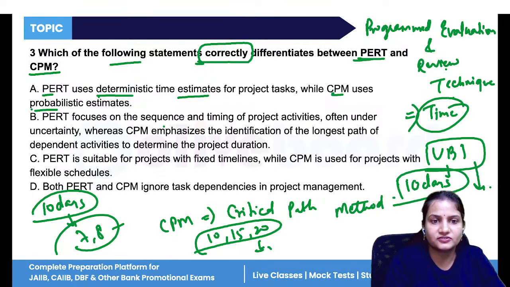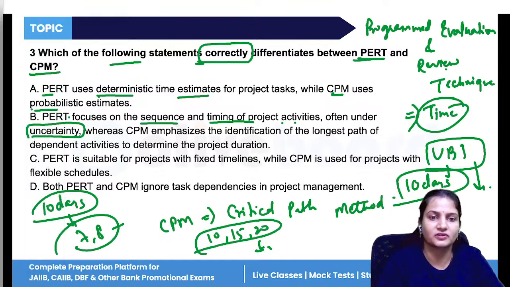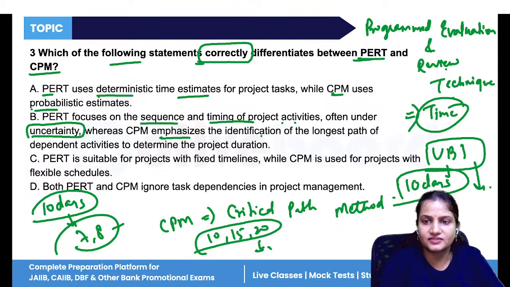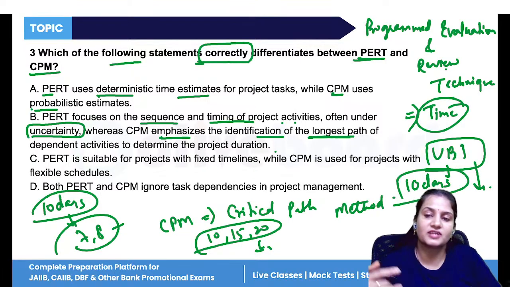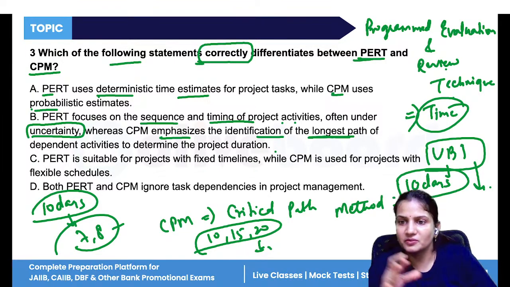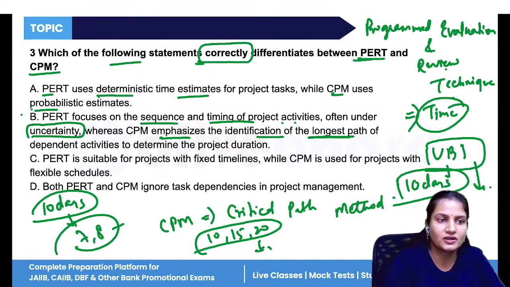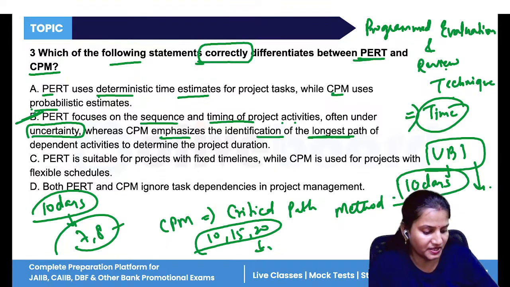So PERT focuses on the sequence and timing of project activities, often under uncertainty. When you are uncertain about the time, that is PERT. Whereas CPM emphasizes the identification of the longest path, how much time it will take to complete. Now you are minimizing that time. So that is PERT and CPM. So option B is the correct answer. Clear? Understood?